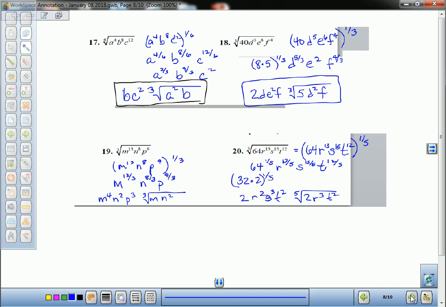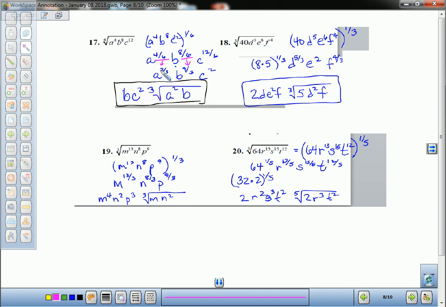All right, here's 17 through 20. So on 17, when we think about this as a to the 4/6, b to the 8/6, c to the 12/6, do you see that all of these can reduce? Take a look. These reduce. So when they reduce, the 4/6 reduces to 2/3. The 8/6 reduces to 4/3. That helps us to get it in the simplest radical form.